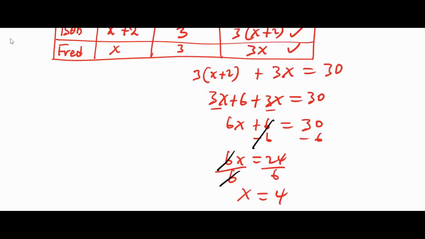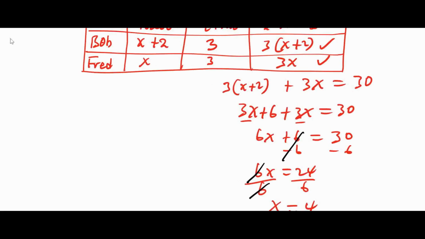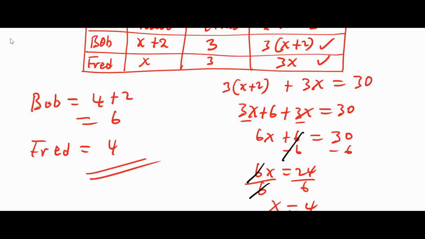So if x is equal to 4, that means Bob is working at the rate of 4 plus 2, which is equal to 6, and Fred is working at the rate of 4. So this is the answer to this question, and I hope this makes some sense. Okay, let's go to the next one.